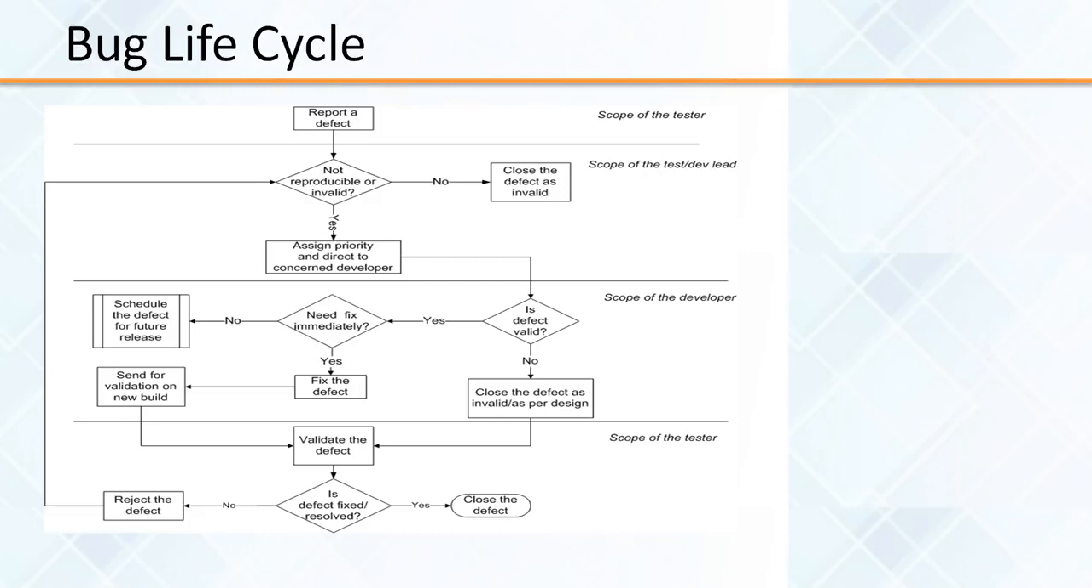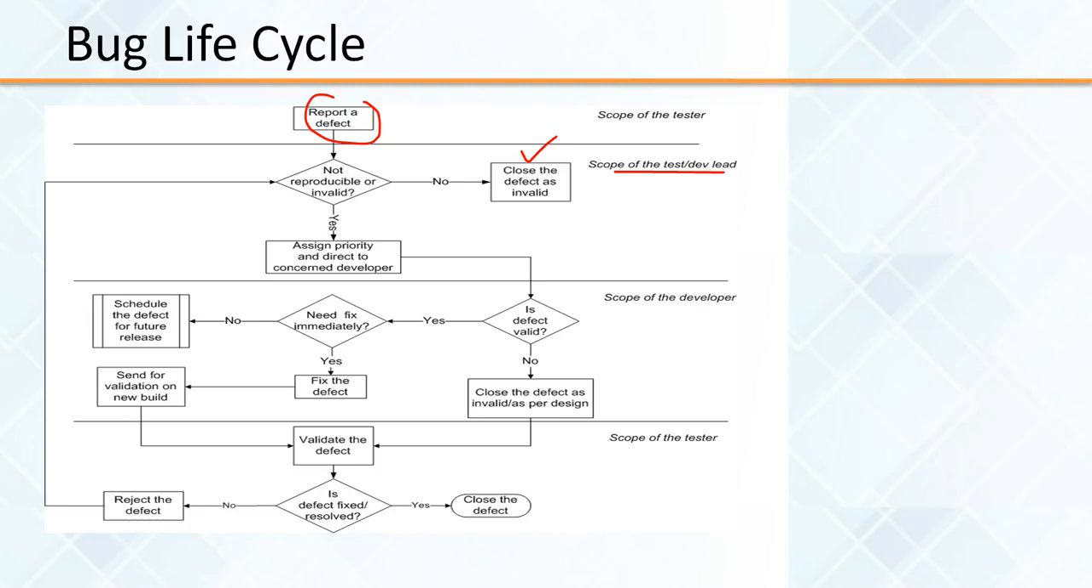So here, a defect is reported, and first it is checked whether it is reproducible or invalid. If it is not reproducible, if it is an invalid defect, we have to close it immediately. That is the tester's or developer's responsibility. If the defect is reproducible or not invalid, then assign the priority and direct it to the concerned developer. Then the developer will check whether the defect is valid. If yes, then he needs to fix it immediately. If it is not valid, then close the defect as invalid, as per the design.